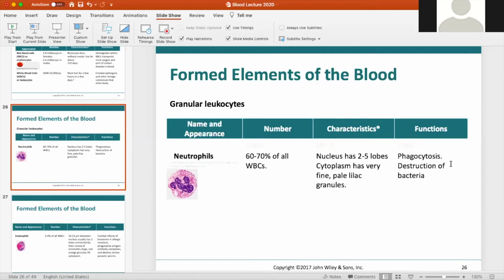So that was phagocytosis, destruction of bacteria. So you learned about lysosomes and things like that. It's going to engulf that. It's going to digest it and break it down.